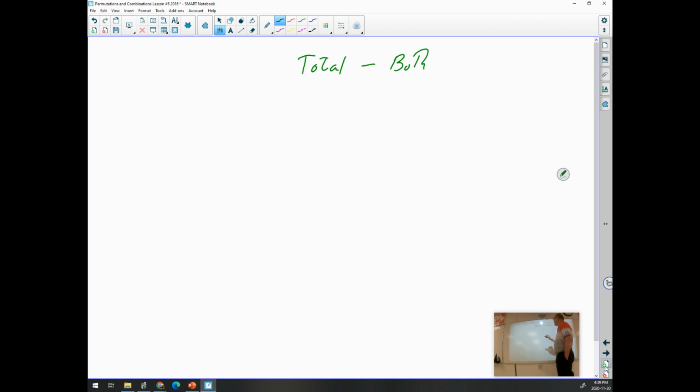The total, we already did, 30 factorial over 30 minus 30. Let's use the right notation: 30 choose 5.